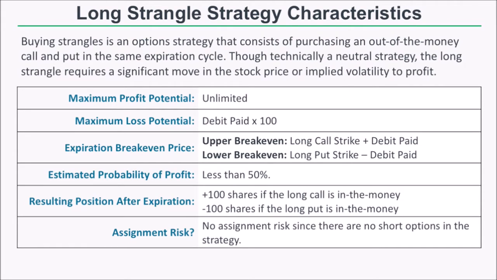Now, the resulting position after expiration depends on if your long call or long put is in the money. If your long call is in the money at expiration, that option will settle to plus 100 shares of stock per long call option. If your long put is in the money, that position will expire to negative 100 shares of stock per long put. So you'll be short 100 shares of stock per put that you own. Now, in regards to assignment risk, there are no short options in this strategy, so the long strangle has no assignment risk.